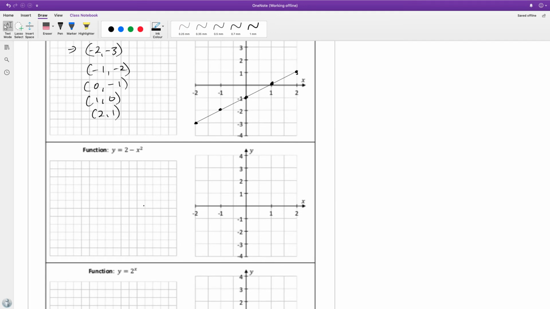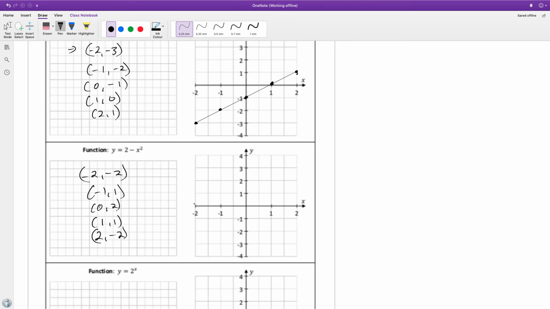So, my next function then. 2 minus x squared. Start at -2 anyway. My points are -2, -2. -1, 1. 0, 2. 1, 1. 2, -2. We all happy with those?